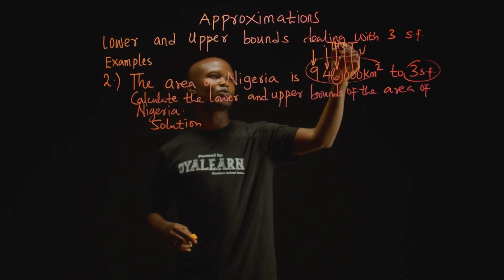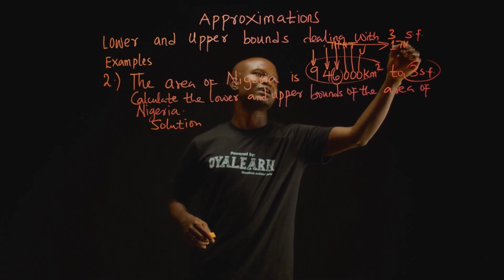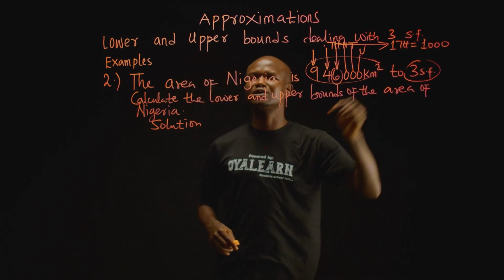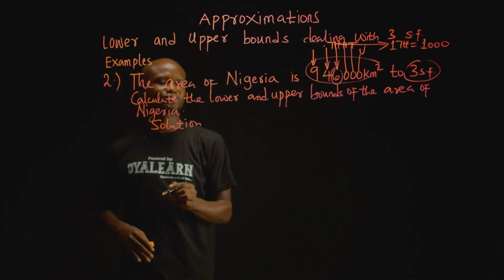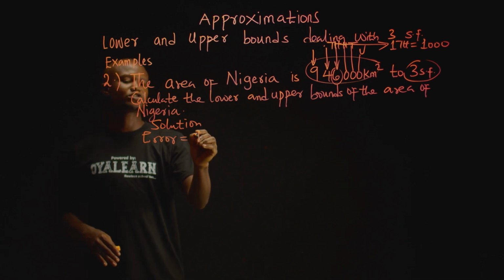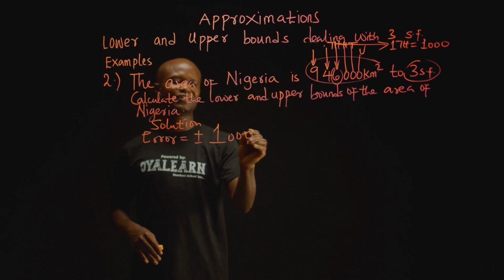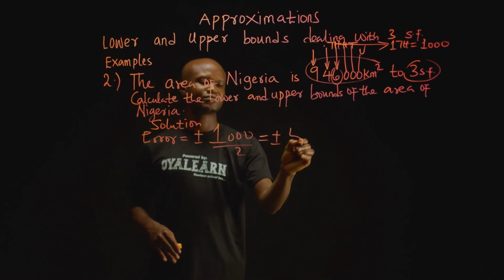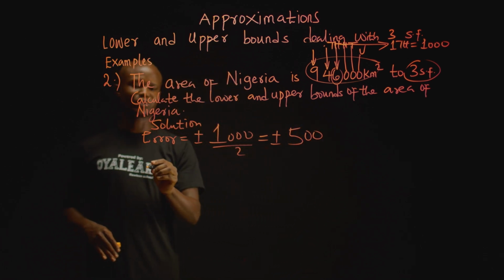So for the 1,000, what does that represent? That is 1,000. And 1,000 is the same thing as 1,000. So this is what we are going to use to calculate our error. So error will be equals to plus or minus 1,000 divided by 2. And that will be equals to plus or minus 500.